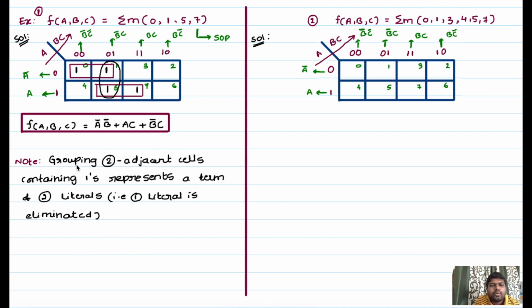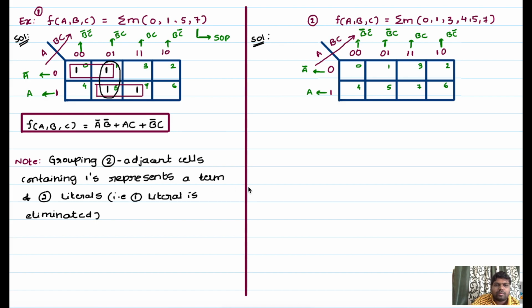Here grouping two adjacent cells containing ones represent a term of two literals. Here you observe grouping of these adjacent ones will give two literals, that is A and C, and grouping of these two adjacent cells forms two literals, B bar C. That means finally we can conclude, grouping two adjacent cells containing ones represents a term of two literals. That means one literal is eliminated. Already I told you in the beginning itself.